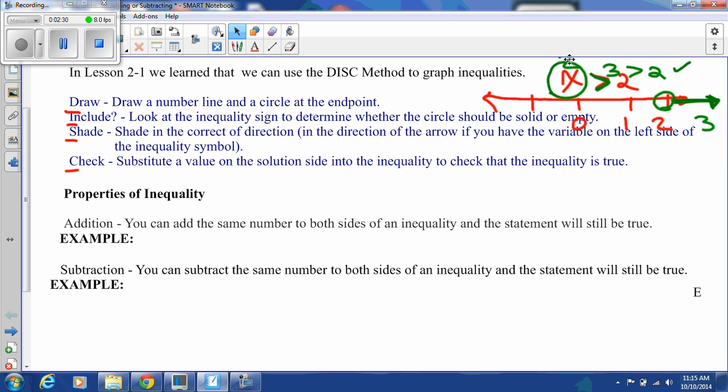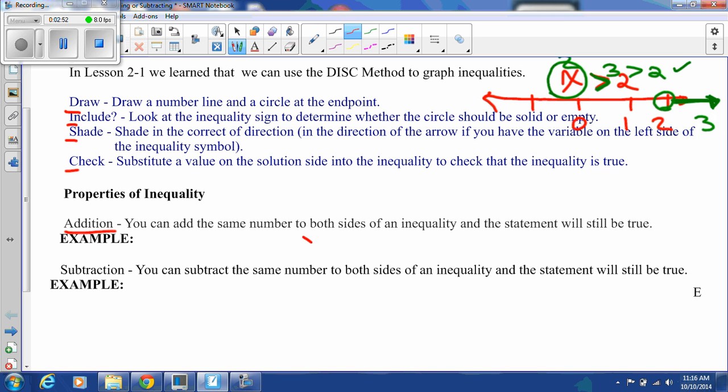These same principles apply when we're solving inequalities that have addition or subtraction involved. Here we go with our properties of inequality. The first one is the addition property of inequality, which states that you can add the same number to both sides of an inequality and the statement will still be true.